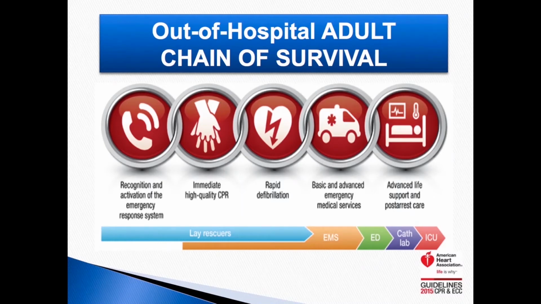Second, immediate high-quality CPR. Third, rapid defibrillation, using automated external defibrillator or AED. The first 3 are for lay rescuers. Fourth, basic and advanced emergency medical services. It is done by the emergency medical service or emergency department. Fifth, advanced life support and post-arrest care. It is done by the emergency department or ICU and cath lab. The chain must not break for us to give the patient high chance of survival from cardiac arrest.